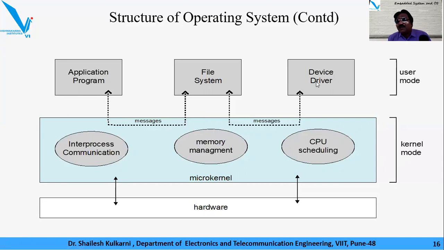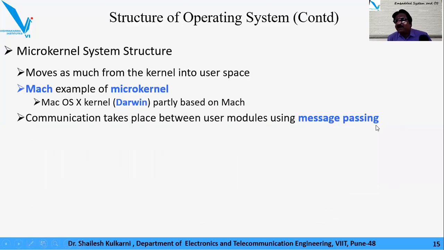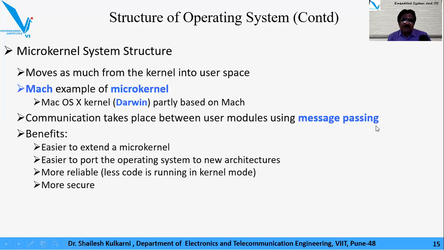That's what, if you see this particular user mode and kernel mode, they are separated. And user mode makes use of the services of kernel mode through message passing interfaces in order to interact among the user mode applications or user mode services. This is what this particular line tries to show. Okay, fine. Then what are the tangible benefits that you would have with this particular microkernel system structure?